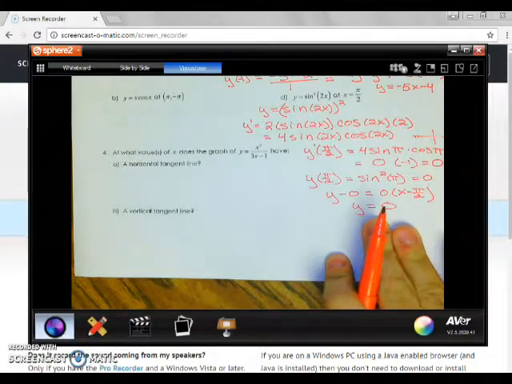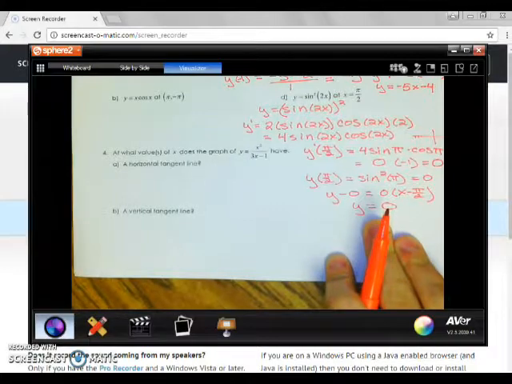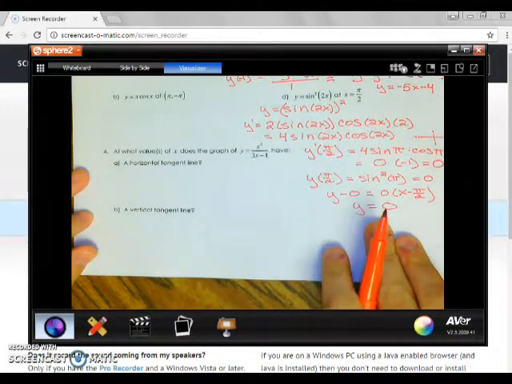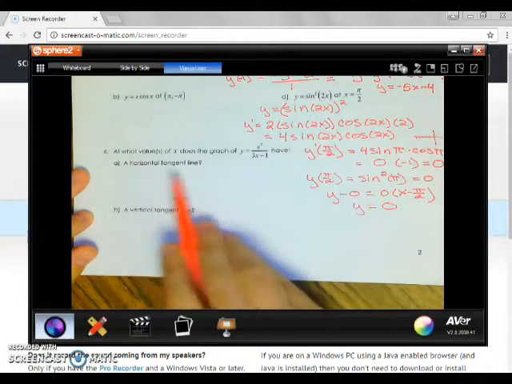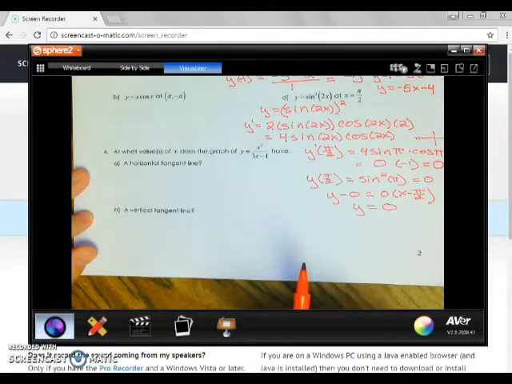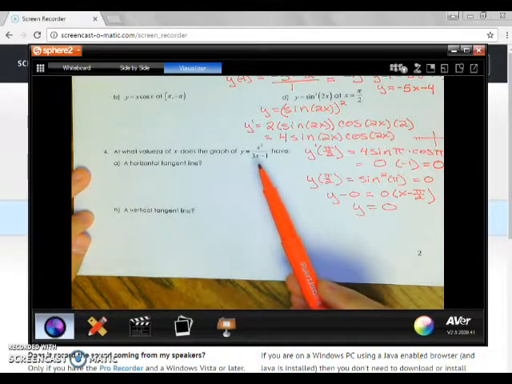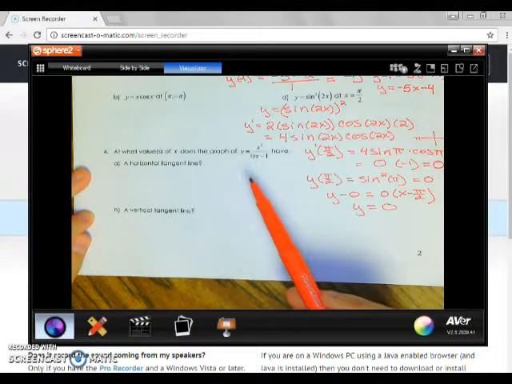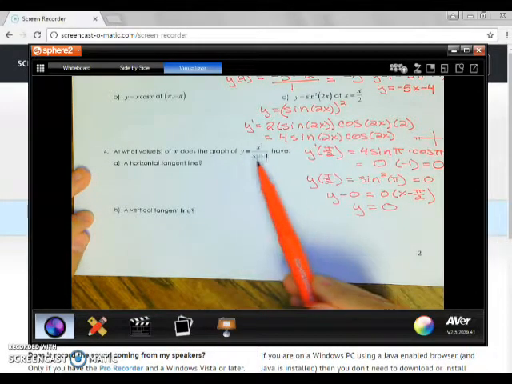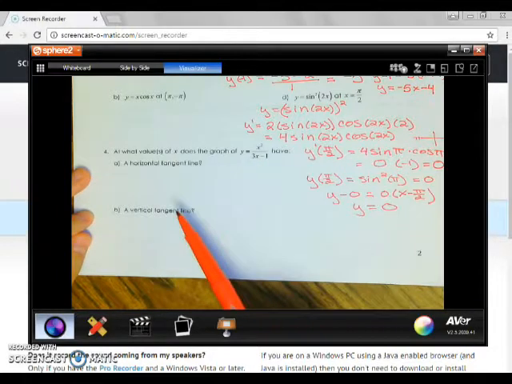Okay, number 4 says, at what value or values of x does the graph have a horizontal tangent line and a vertical tangent line? So remember, when you see the words horizontal tangent line, you should be thinking, take a derivative, set it equal to 0. To take the derivative of this, you would have to use quotient rule. So you're going to take the derivative of that, use quotient rule, and then set that equal to 0. Here you're going to end up with 2 answers, and I will post the key.